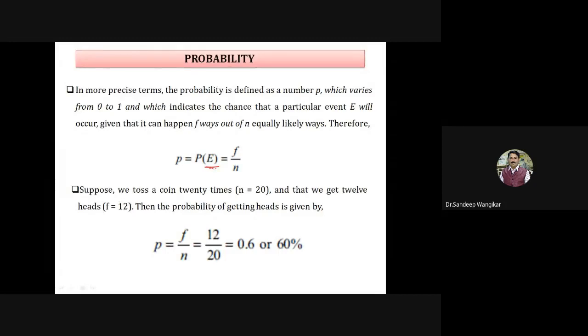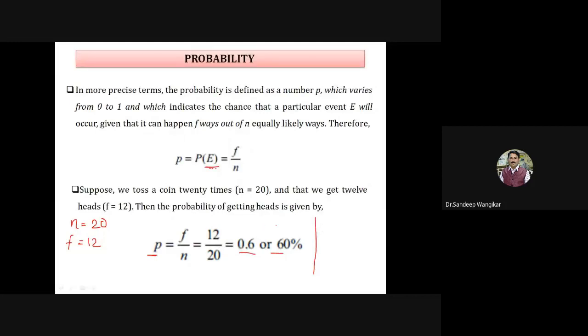Suppose that we toss a coin 20 times. So N is 20 here. A coin is tossed 20 times, and we get head 12 times. So here F is 12. The probability is F divided by N, 12 divided by 20, so 0.6 or 60%. So this is the probability.